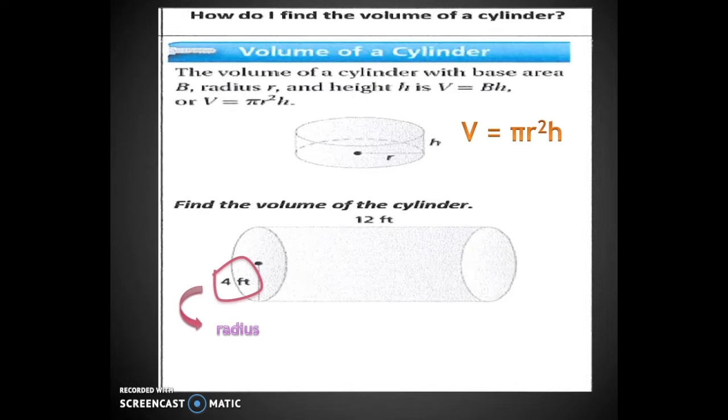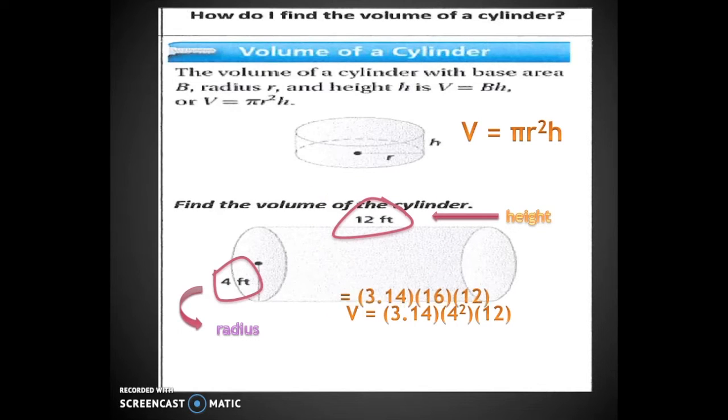So they give us radius, which is 4 feet. They also give us height, which is 12 feet. All we have to do is plug that information into our formula. So V is equal to, we know what pi is, and we are just going to use 3.14. My radius is 4, so I'm going to have 4 squared times my height, which is 12.